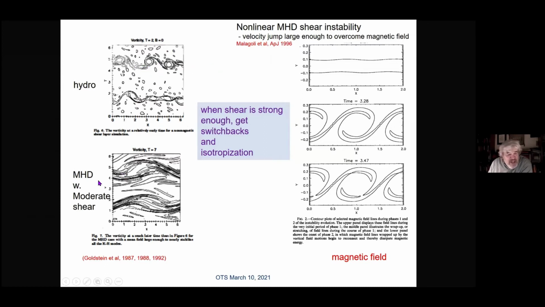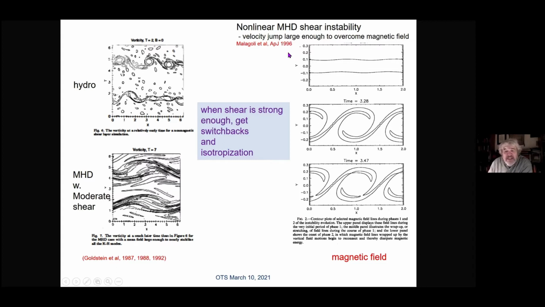For MHD with a moderate shear and a finite magnetic field, in this case you didn't get complete roll-ups because the magnetic field stabilized the roll-ups. You still get large deflections of the magnetic field, but you don't get the complete roll-ups. There are some other simulations that we did back then that did have roll-ups.